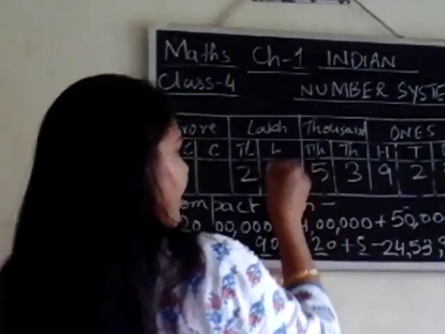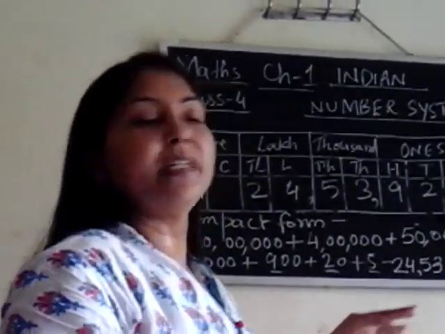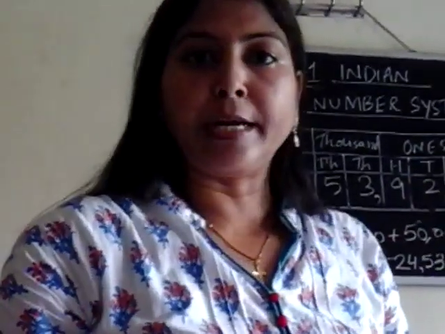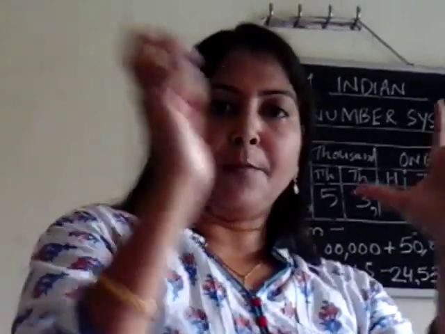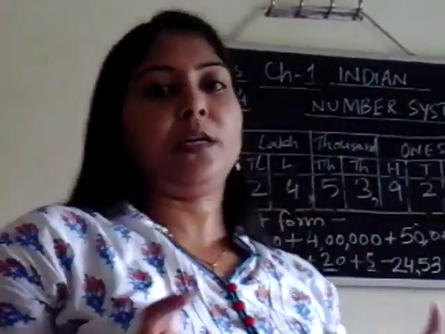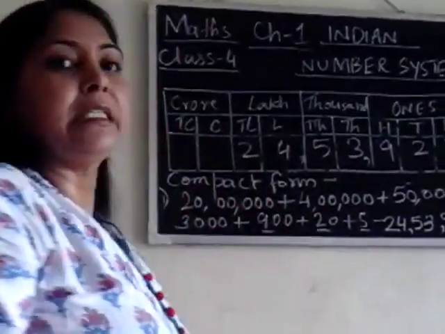It is 24 lakhs 53,925. So a large number, now you have made compact. You have made it short. Okay. So this is the next topic.